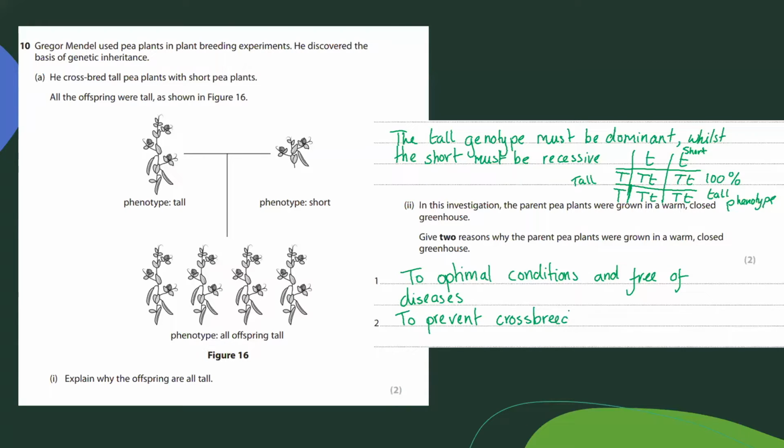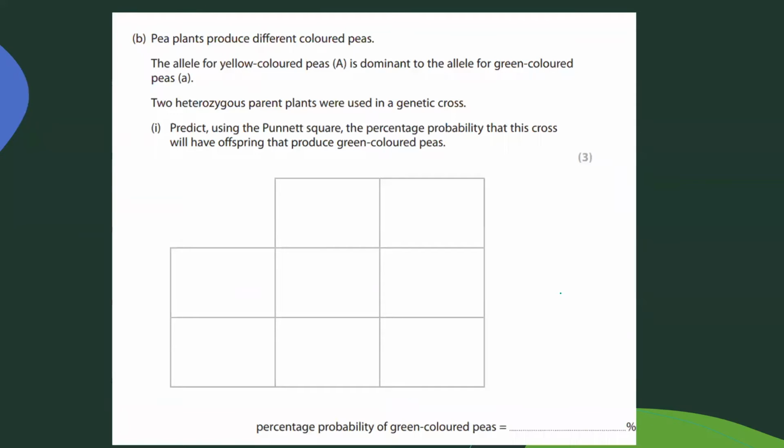Because if a bee comes in that's been pollinating other pea plants, someone's garden nearby, because people grow pea plants, don't they? Then it might come in and pollinate one of the flowers, which is crossbreeding, which would affect the experiment. Okay.